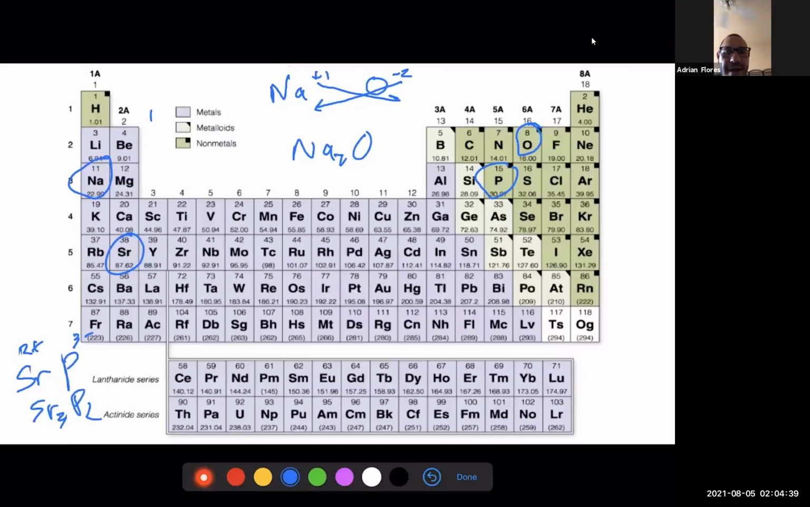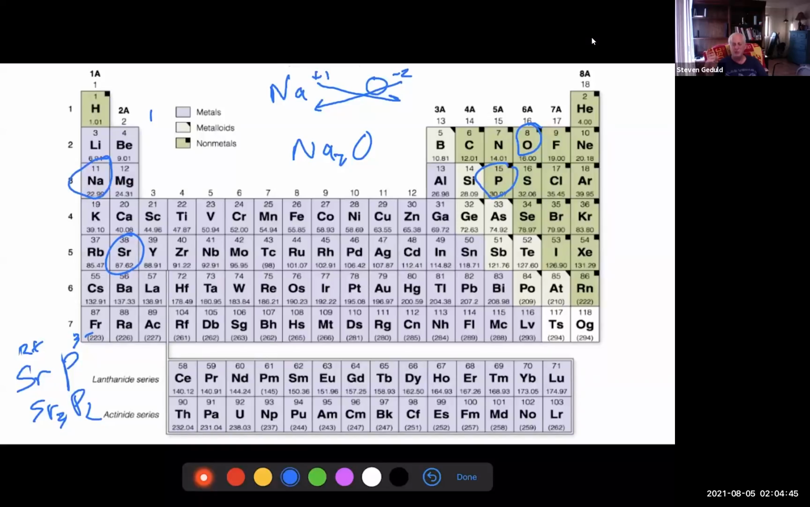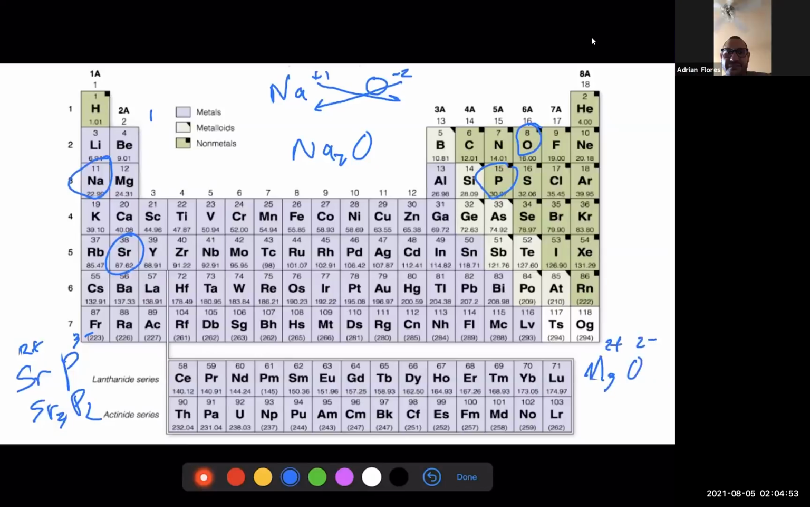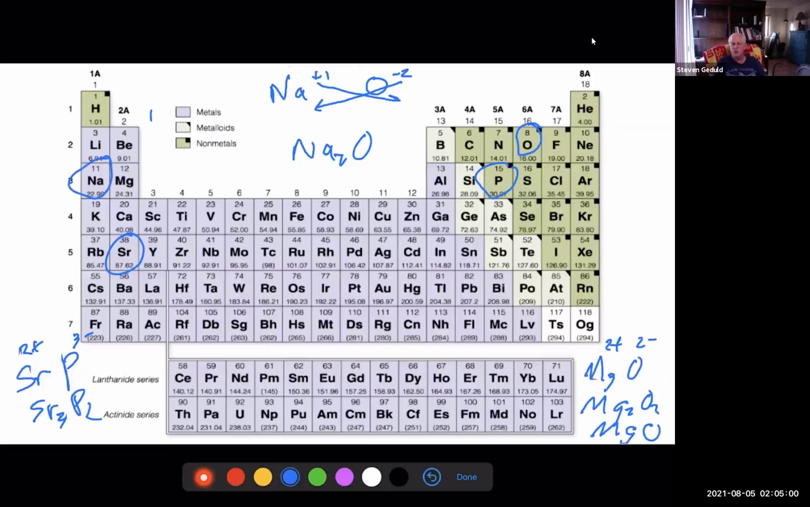The only thing with the crisscross rule is if you have higher numbers that can be reduced, you have to reduce them. Like if we had magnesium and oxygen, that's 2+ and 2-, right? So you wouldn't put Mg2O2, you put MgO. You reduce to the lowest common denominator possible. That'd be called magnesium oxide.